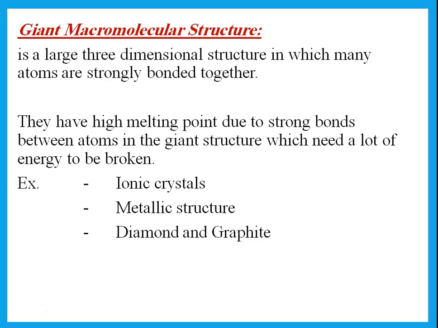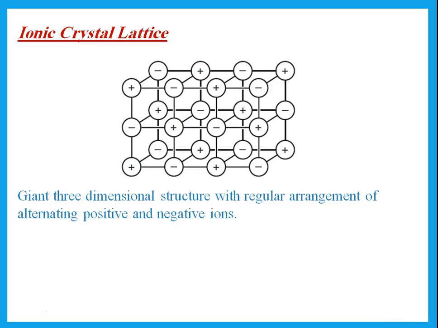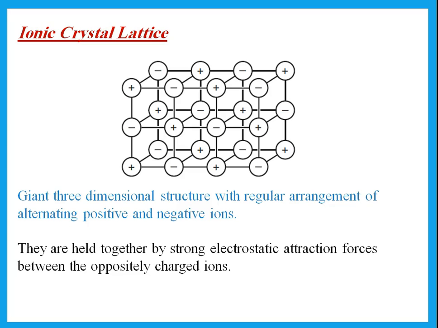All of these have high melting point, and this is because they have strong bonds between the atoms in the giant structure, which need a lot of energy to be broken. So ionic crystal lattice, remember we said it looks like this, a regular three-dimensional arrangement of alternating positive and negative ions. And this has a high melting point because the ions are held by strong electrostatic attraction forces between the oppositely charged ions.